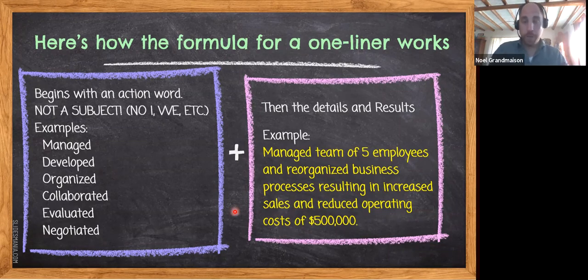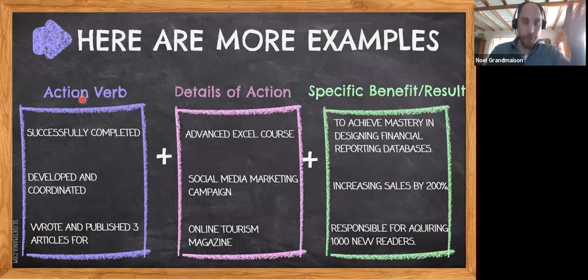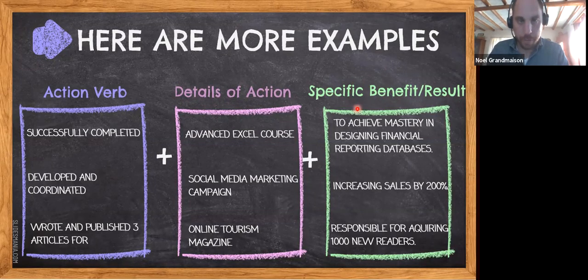So far, so good. So let's look at this another way. Let's look at it like if you're a visual person or a math person, like a formula, 1, 2, 3. So action verb is the first thing, always, just the verb. And then the details, what was it? What did you do? And then whenever possible, a specific benefit or a result, okay?